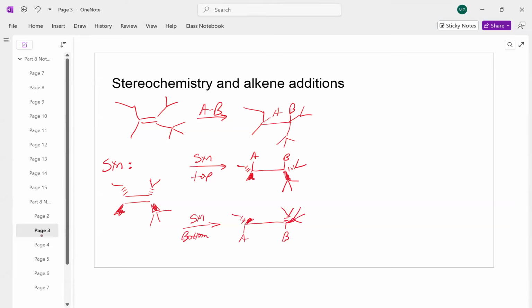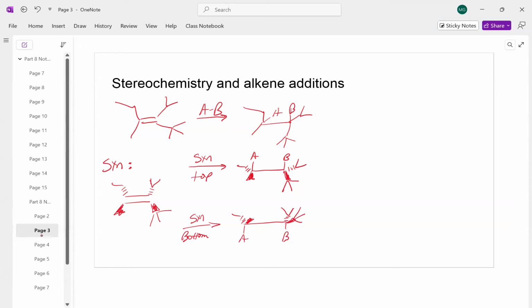Now, if you want to leave it like this, that's fine. Technically, this is the eclipsed drawing, which isn't the most stable conformer, but I don't care about that. If you want to leave it like that, great. If you want to rotate it to make them staggered, that's fine as well. But don't feel like you have to rotate them to make them staggered.